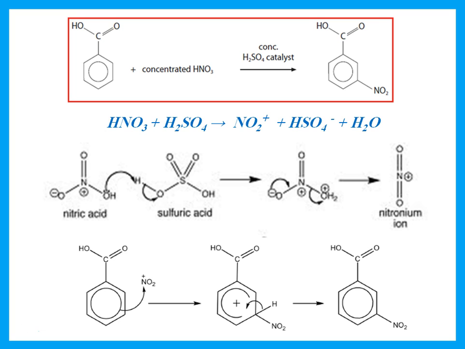So how does this happen? We said this is an electrophilic substitution reaction in which the benzene ring donates electrons to the NO2+, and then the bond between the benzene and the hydrogen breaks to put the NO2 on the benzene ring. So this is the mechanism for electrophilic substitution on the benzene ring.